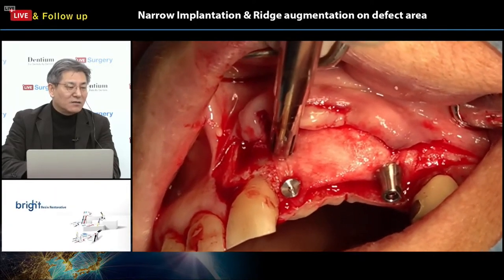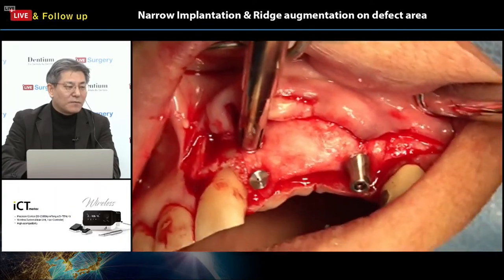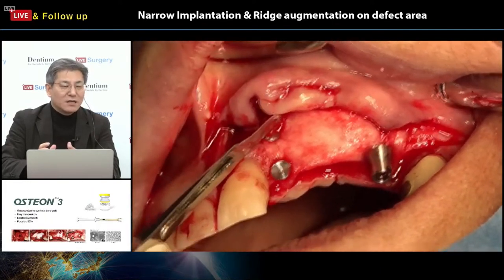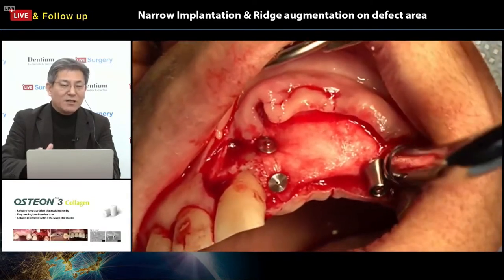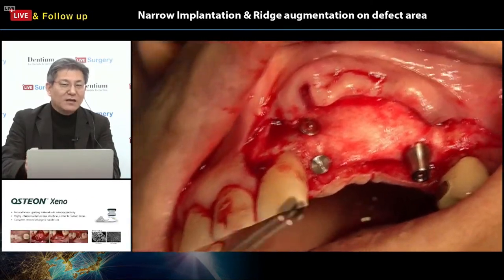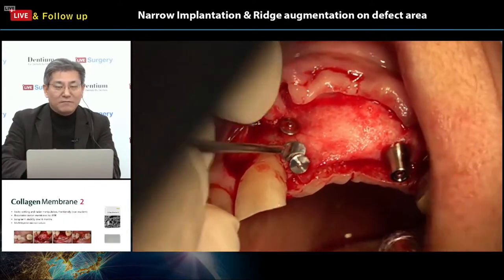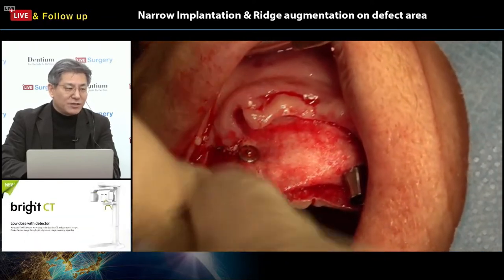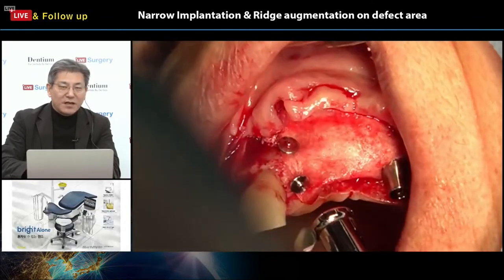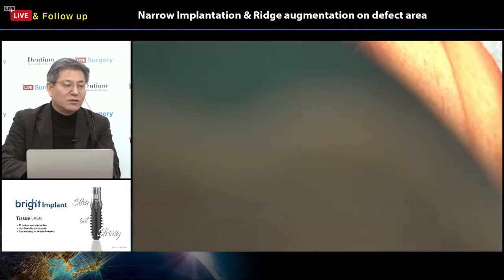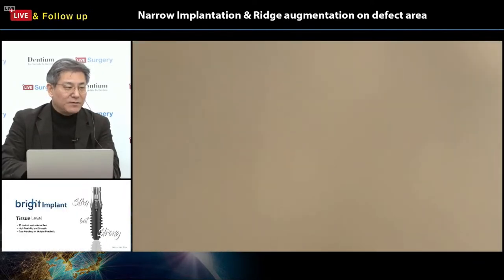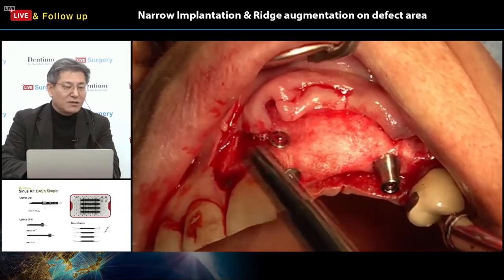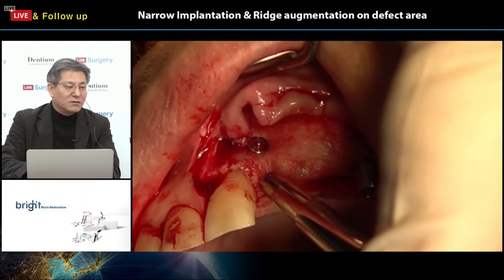So now, Dr. Chung is using the pin for fixation. It means the stability of the GBR site is important, one of the important factors to have a successful GBR result. So this pin is a very useful and good tool to give fixation, which gives us stability at the site of GBR. Okay?